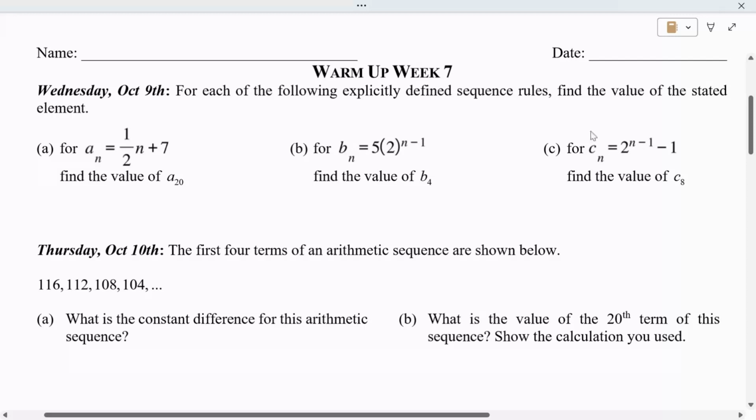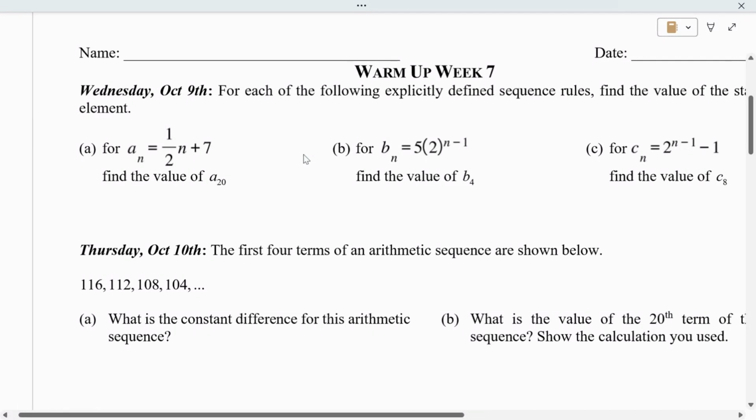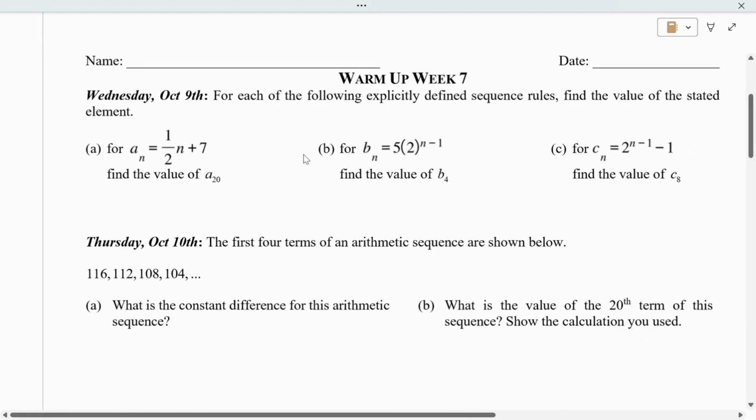Okay, so here we go. So today's warm-up is introducing you to a sequence. And it says, for each of the following explicitly defined sequence rules, find the value of the stated element.